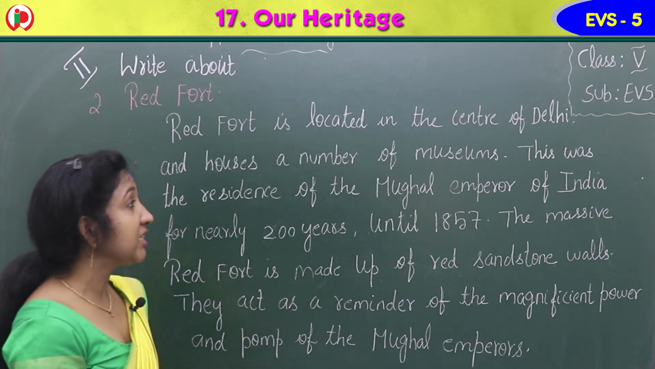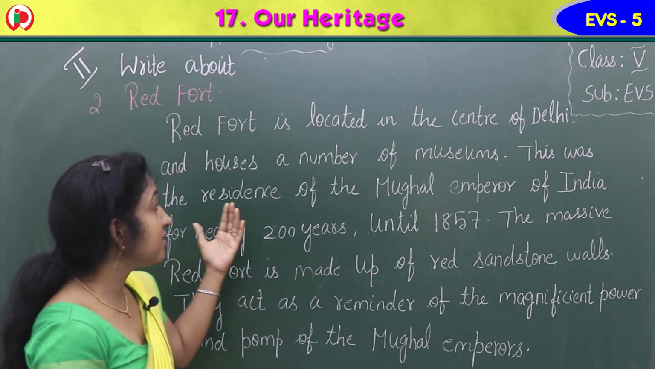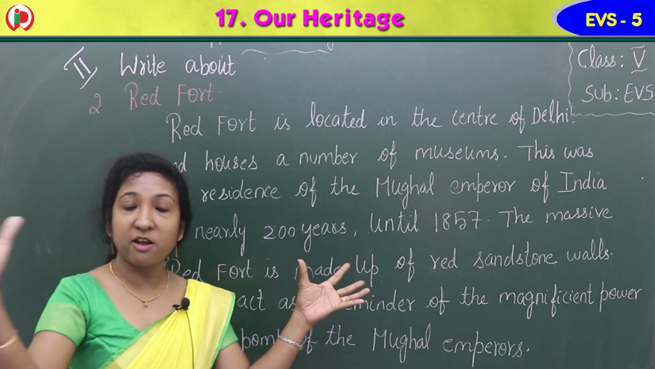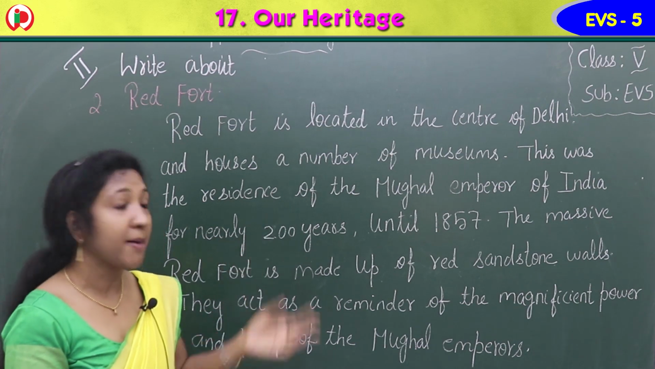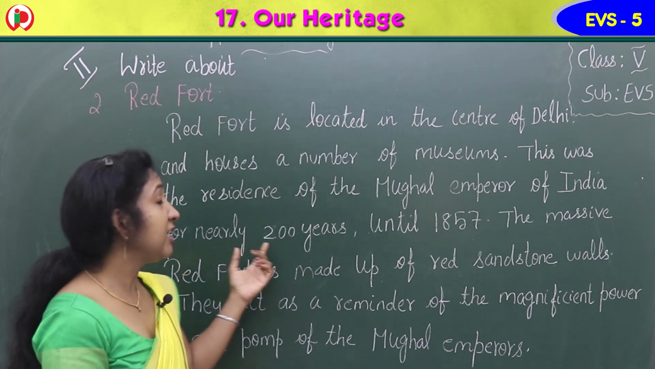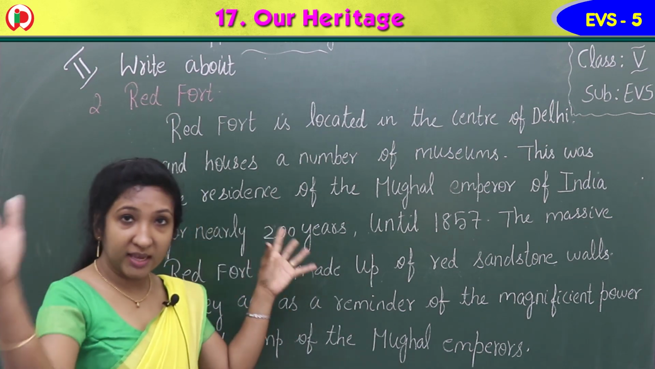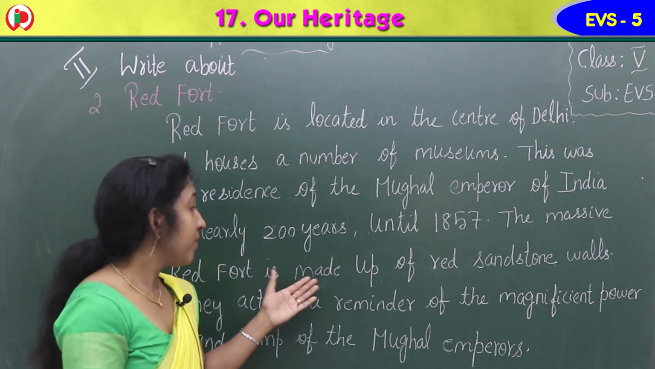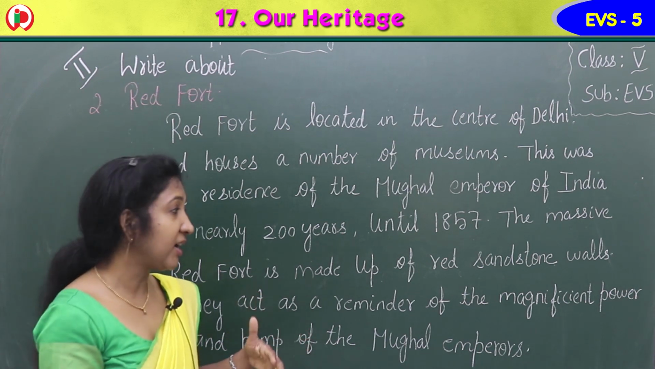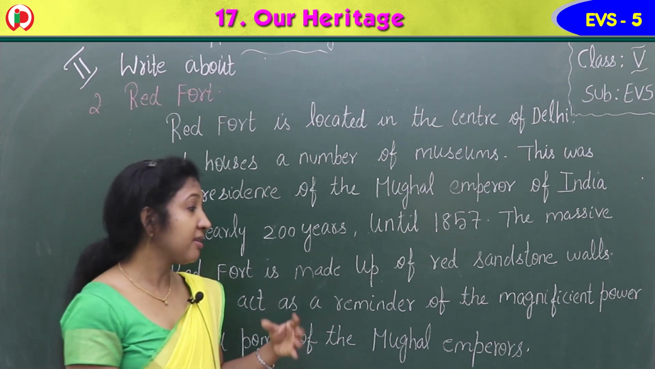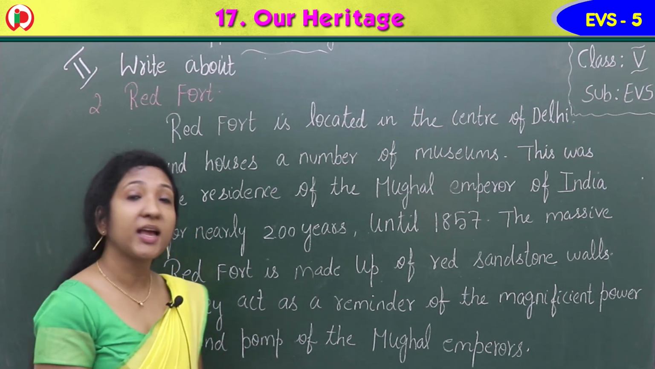Red Fort is located in the center of Delhi and houses a number of museums. A cluster of museums is there in Red Fort. This was the residence of the Mughal Emperor of India for nearly 200 years until 1857. The massive Red Fort, the great structure, is made of red sandstone walls. They act as a reminder of the magnificent power and pomp of the Mughal emperors.